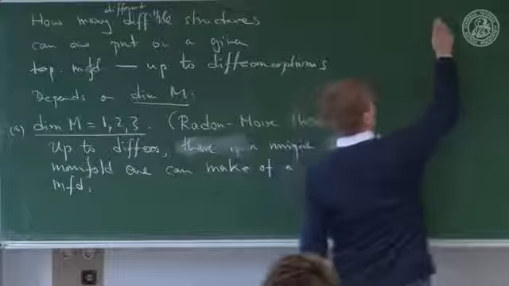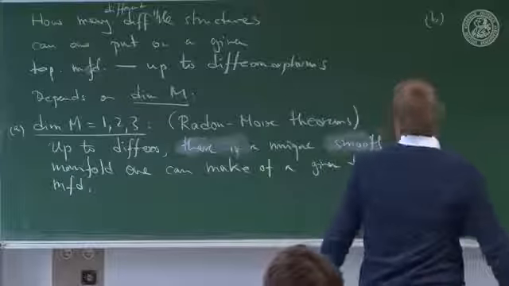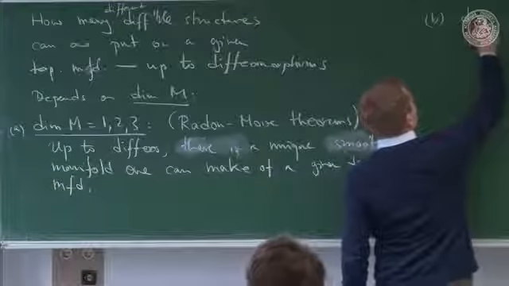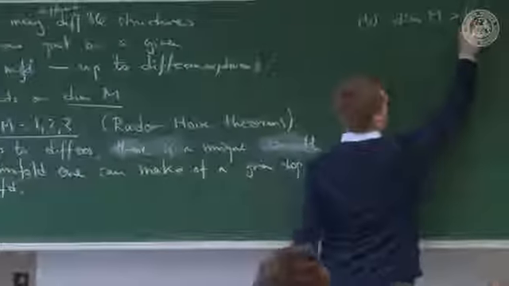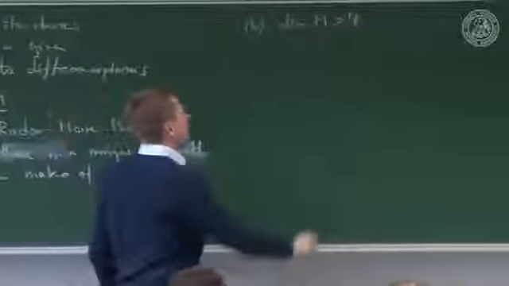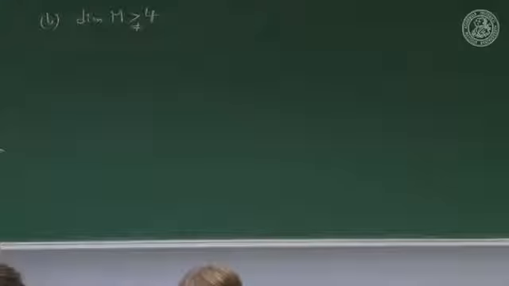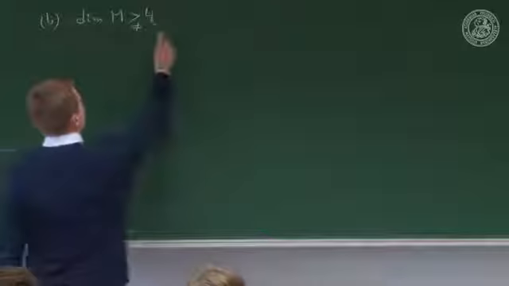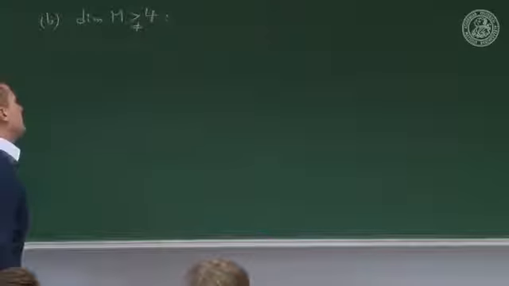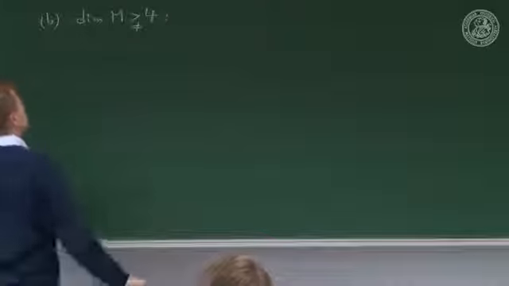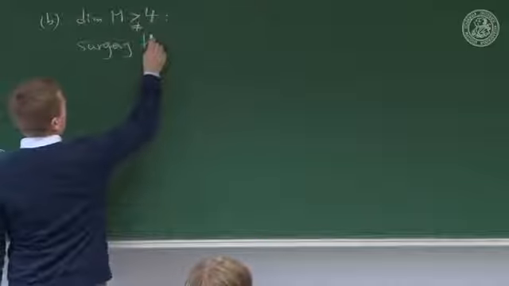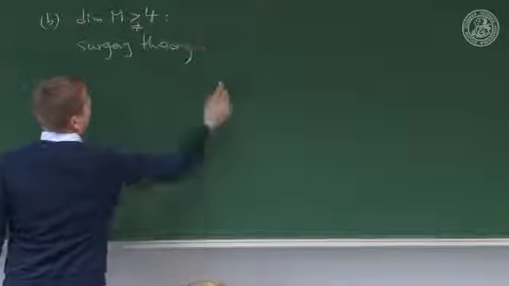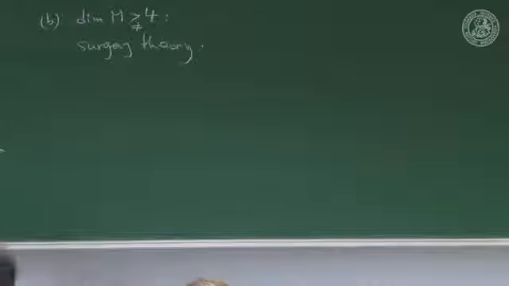Now B is, well, let's leave out 4 dimensions. Let's take dimension of M greater than 4, but not 4. Decidedly not 4. So, I mean, the symbol says it all, but I emphasize it. Decidedly not 4. Then there is a technique, a toolbox that's called surgery theory. And surgery theory is really what it says.